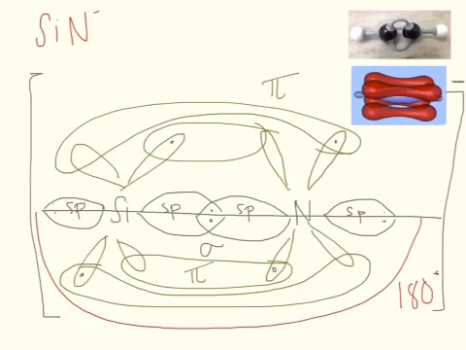Before we end, let's not forget that we have to label the orbitals. This is a 2p orbital, 2p, 2p, 2p. And that is the conclusion of the SiN⁻ Lewis structure, VSEPR structure, box diagram, and contour diagram.